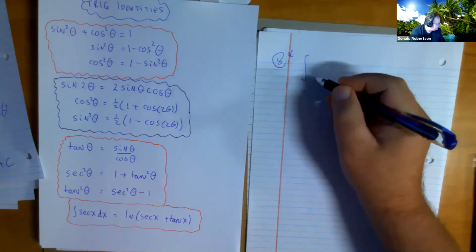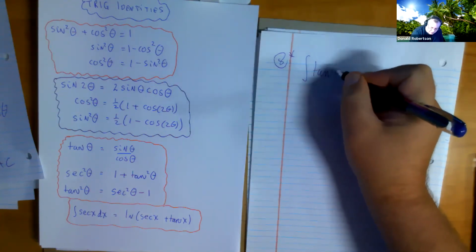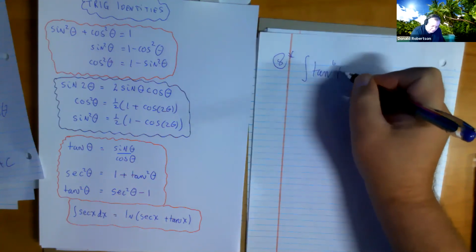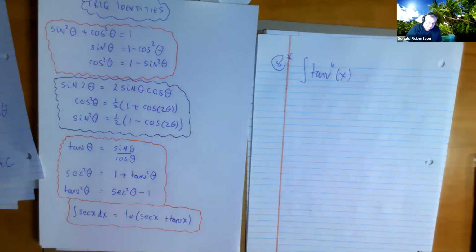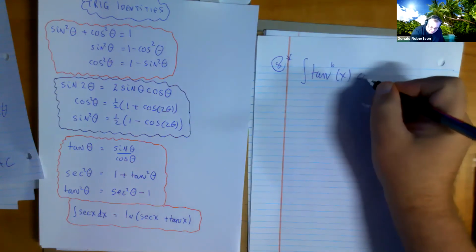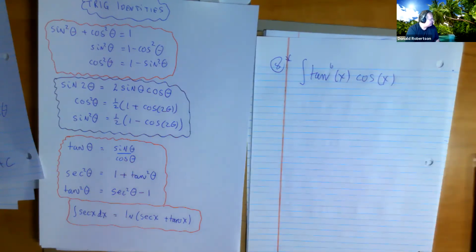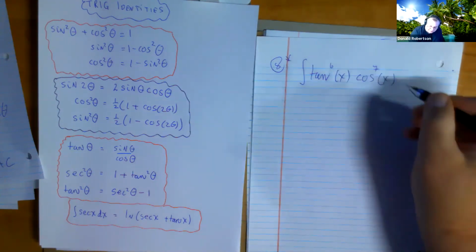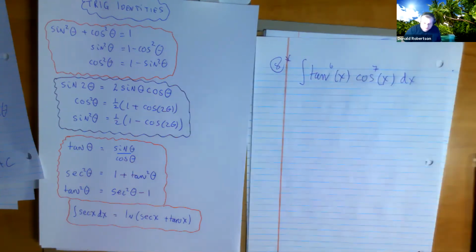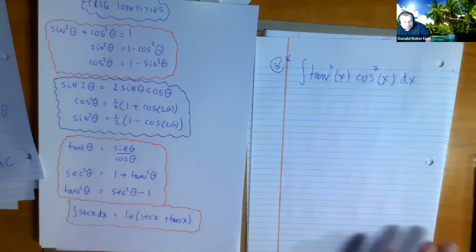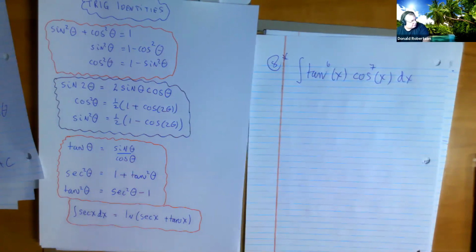So we're going to look at the integral of the 6th power of tan x times cosine of 7x. Just so we don't get too caught up with thetas, x's and t's are also allowed.